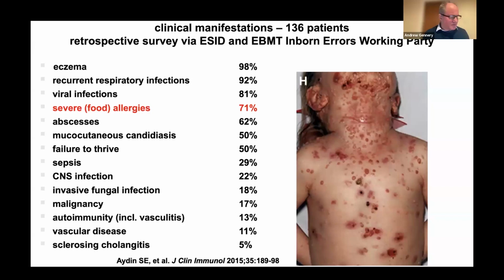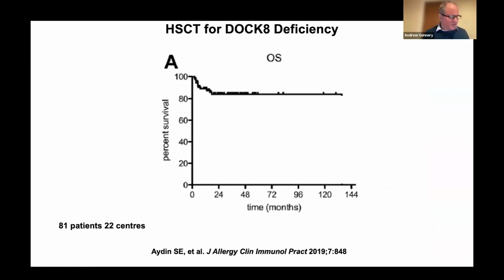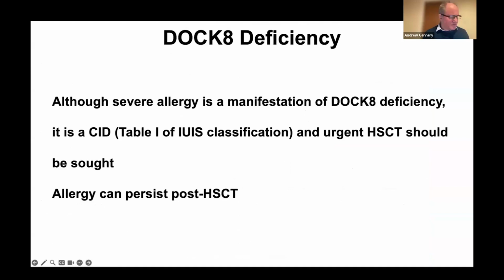With transplantation, we transform certainly the overall survival. There aren't any other long-term studies looking at complications post-transplant, but certainly in our own practice, to my knowledge, patients mainly do very well post-transplant. And so my message for this disease, although severe allergy is a manifestation of DOCK8 deficiency, it is a combined immune deficiency and not really a hyper-IgE syndrome. It's in table 1 of the IUIS classification. And if you diagnose a patient with this, then urgent stem cell transplant should be sought.